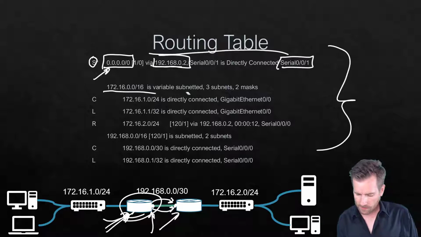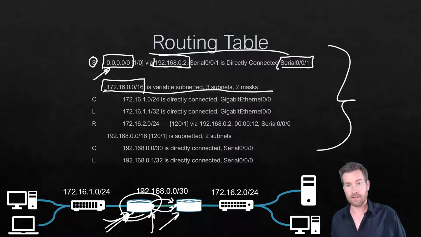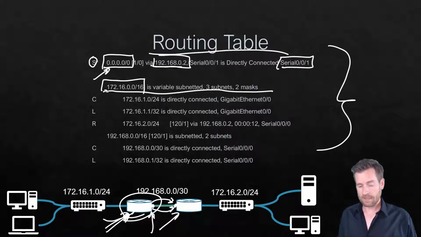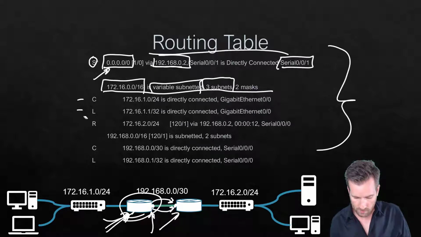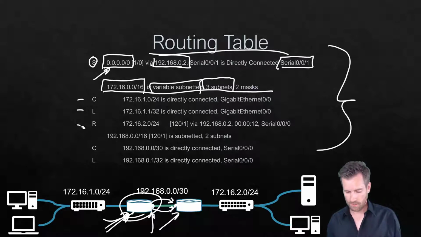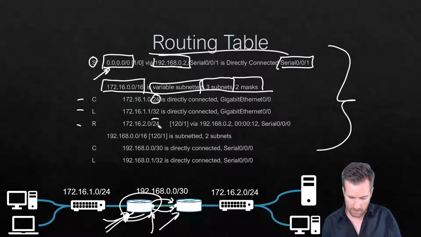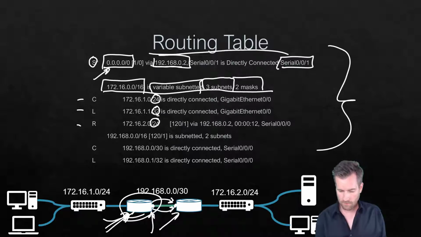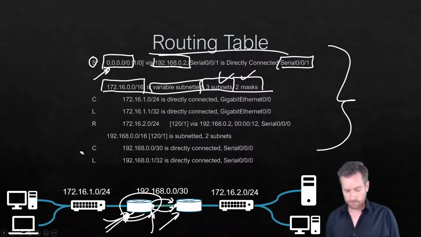Then we see a little summary here. This is a summary of 172.16.0.0/16. We can see that it's variably subnetted, so the subnets actually change within here into three subnets, and I can count them. 1, 2, 3. Yep, sure enough, there's three there. And it has two different masks, and so I can count it. There's one, which is a /24, and there's another, which is a /32. So sure enough, yep, that all checks out. So that's the summary of these networks right here.